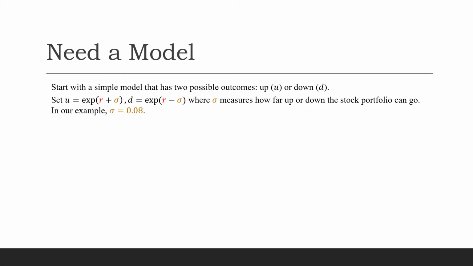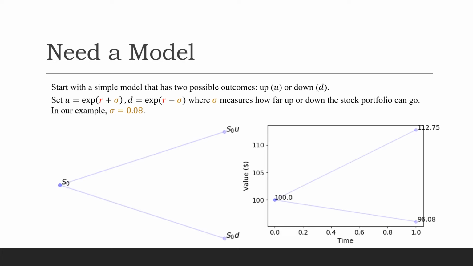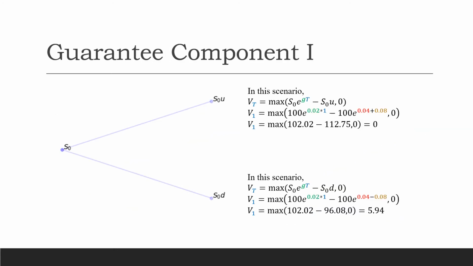At the extremes, if sigma is zero, there is no volatility, and the stock market portfolio becomes a riskless asset that earns the risk-free rate, like the risk-free bond from earlier. If sigma is extremely large, we can have two wildly different outcomes. I've provided visualizations of the possible stock market path movements, with the numbers introduced in the previous slides. We can use our model to figure out how much the guarantee component is worth in each scenario. If it goes up, the guarantee is worth 0. If it goes down, the guarantee is worth $5.94.